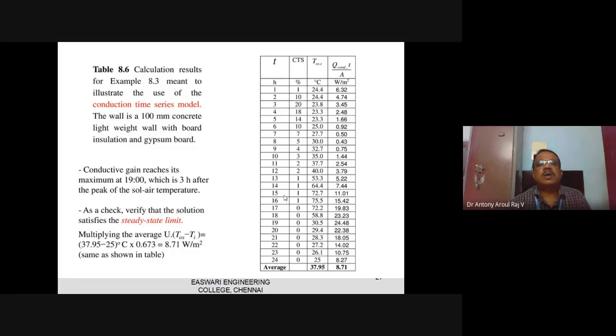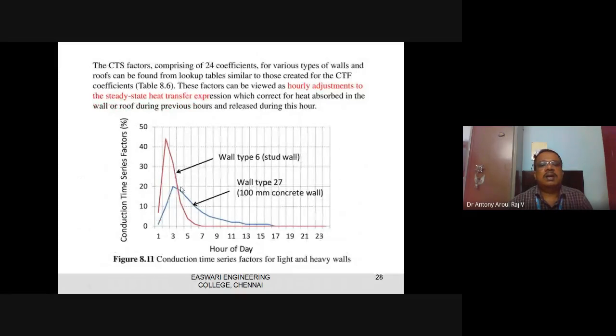So now that we have studied two new concepts for load calculation, it is something different. It is not like your finite difference method. Finite difference method is something different, and this is like an exact method. We'll be going for calculation. Now for a wall I have taken, and I'm calculating using the conduction time series method or radiation time series method. So I'm finding the shift, for light wall and heavy wall.